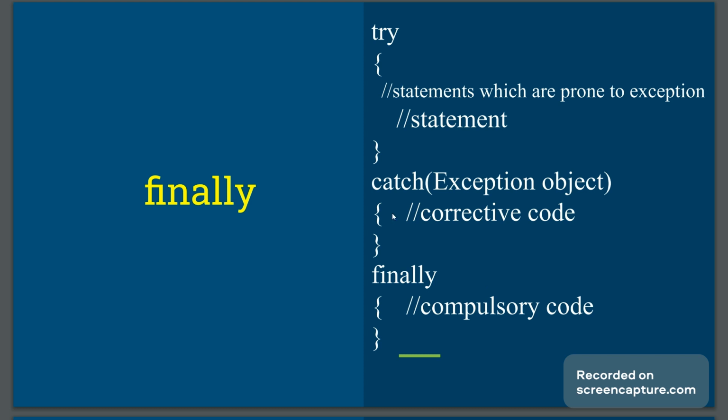Because if we write that code in the catch block, then the catch block will execute only if an exception occurs, and the statement will not run if the exception doesn't occur. So that compulsory code we can write in the finally block.